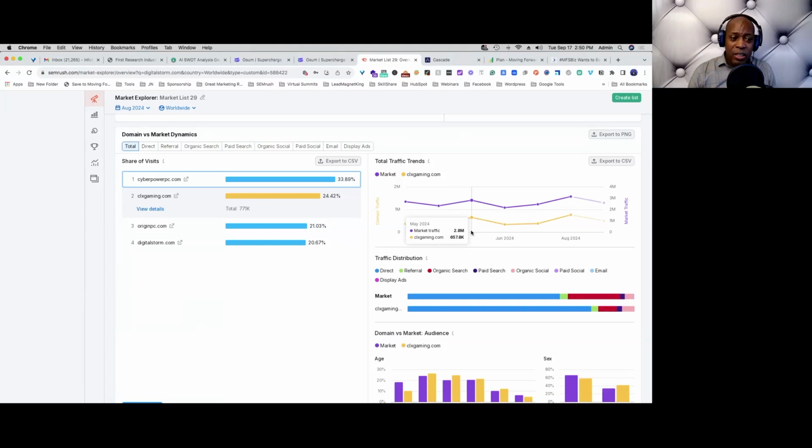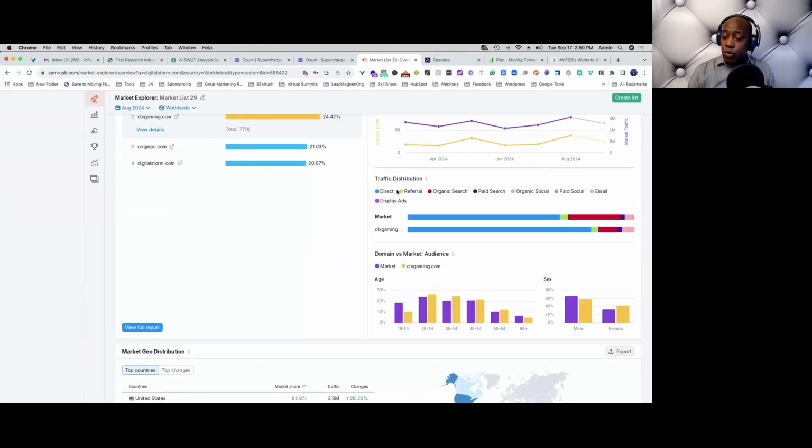Okay, and then let's look at traffic distribution. We've got direct traffic to the website. We've got referral traffic from a third-party platform. I write occasionally for Entrepreneur Magazine, and when people click to go back to my website because of me, that's called referral traffic. We've got organic search traffic.